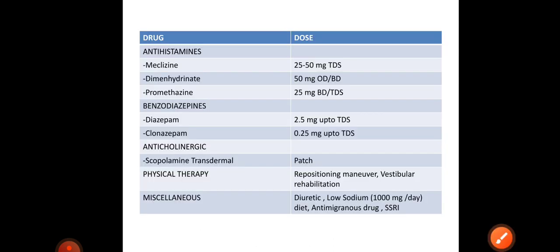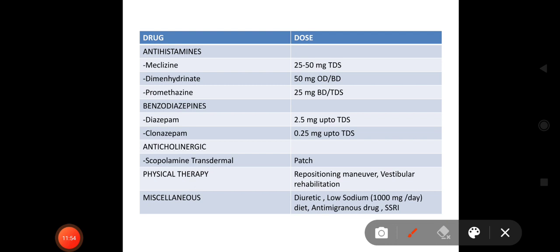Now, various drugs and their doses: antihistamines like meclizine, dimenhydrinate and promethazine, benzodiazepines like diazepam and clonazepam, anticholinergic drugs like scopolamine, physical therapy, repositioning maneuvers and vestibular rehabilitation, as we have seen about Epley's maneuver, and others like diuretics, low sodium diet, and anti-migraine drugs or SSRIs.